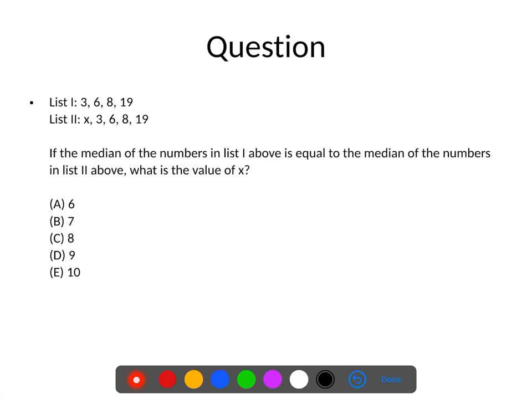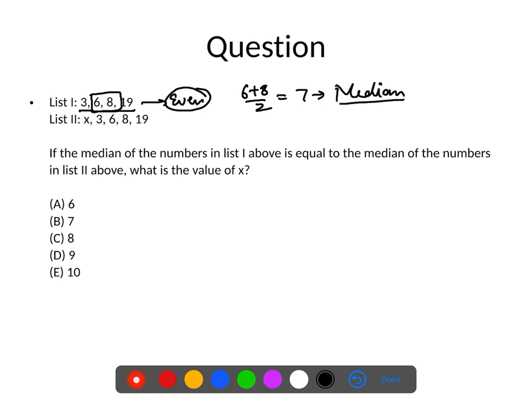Two lists are given to me. List 1, 3, 6, 8, 9. Number of terms is even. So we'll pick the two middle terms and take their average. So 7 is the median of the first list of numbers. And the question says the median is equal for both sets of numbers.